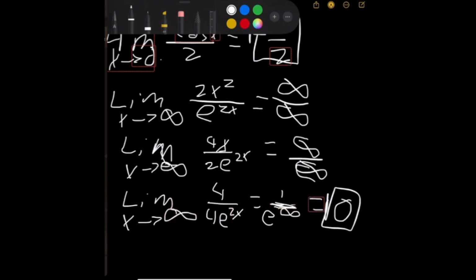So yeah, I believe that's all there is for L'Hopital's rule. It's a pretty handy little thing, pretty helpful, and I hope my sick explanation helped a lot.